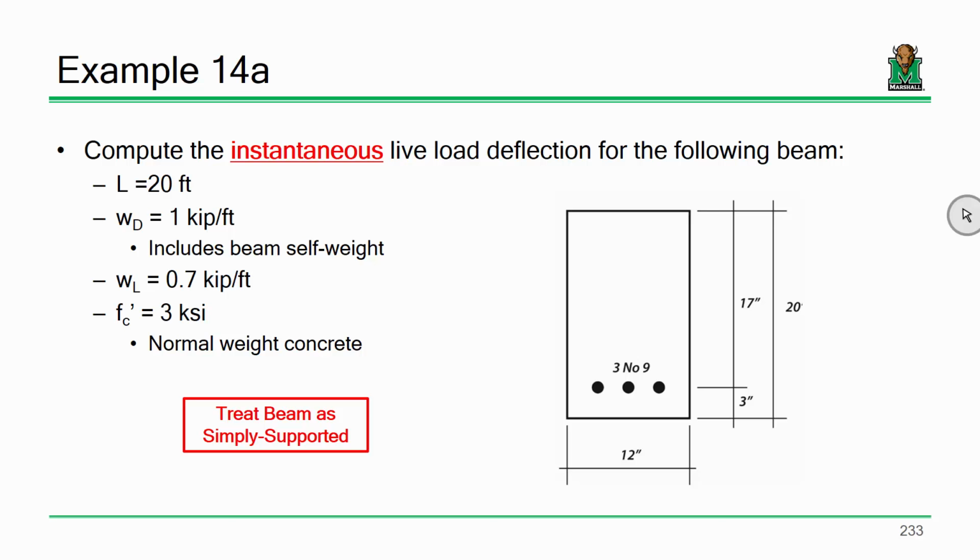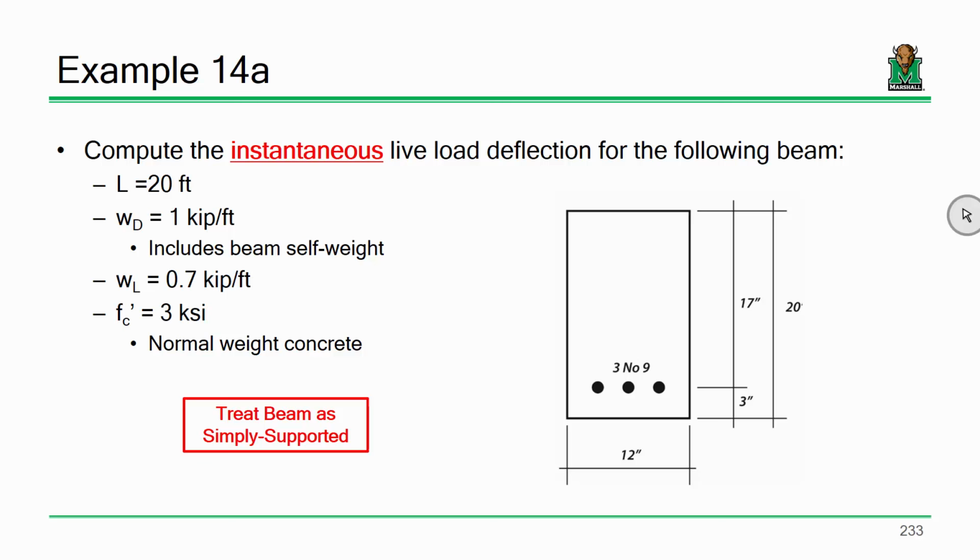So here's my beam. I left this off of the slide last time, so y'all might want to write this. We're going to treat this beam as simply supported. But the beam's 20 foot long. It has a dead load of 1 kip per foot. We're going to say that includes the self-weight of the beam. It has a live load of 700 pounds per foot. It's 3 KSI normal weight concrete. And we got 3 number 9 bars.